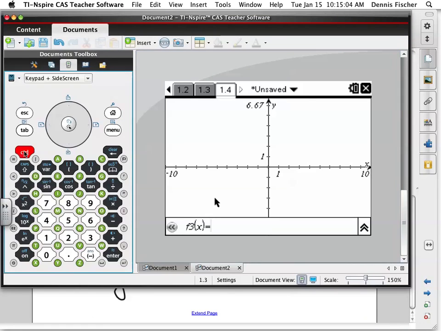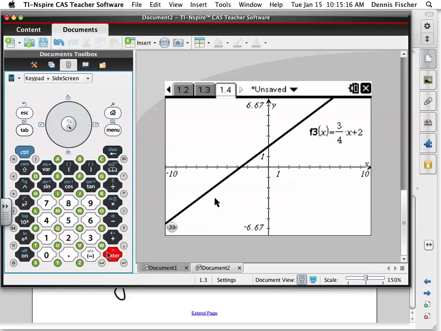Now I hope most of you know that control divide gives me a fraction. I have 3/4 x plus 2. There's my first equation. And my second equation was negative 4/3 x plus 4. Does it look like perpendicular? Yeah. That ain't too bad.